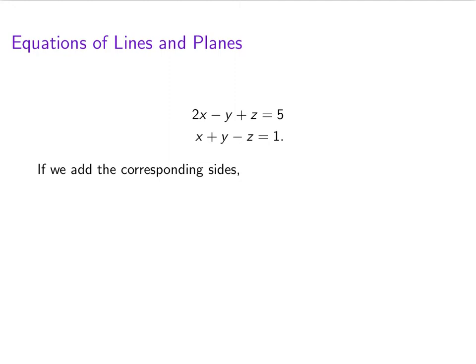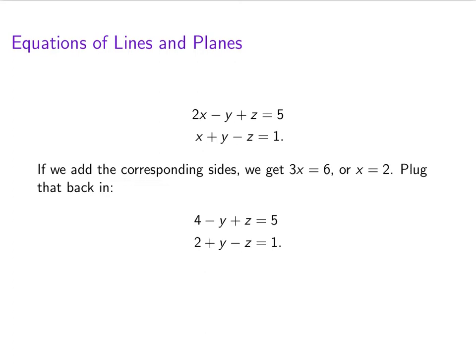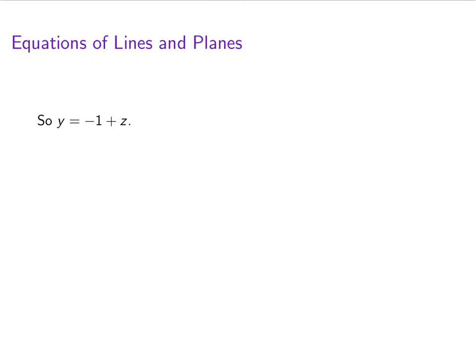Let's add the two sides of these equations. We get 3x equals 6, or x equals 2. Let's plug those back in. We get 4 minus y plus z equals 5 and 2 plus y minus z equals 1. Simplify a little bit and we get these two equations. So that tells us that y is equal to -1 plus z.